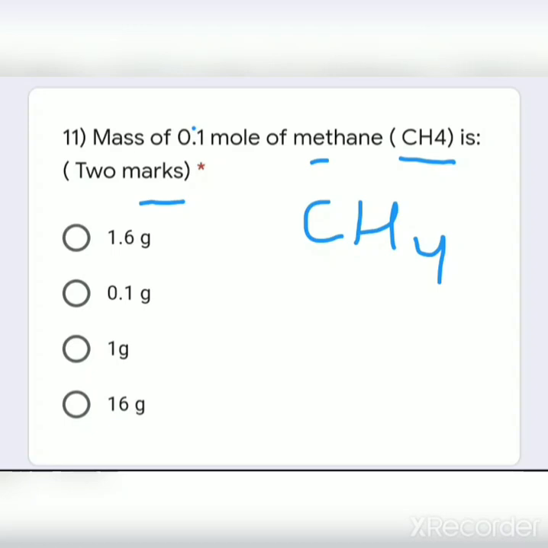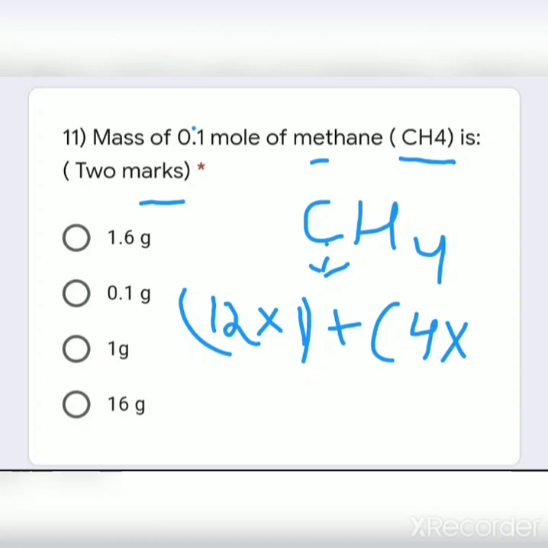What will be the molar mass for methane? How do you find molecular mass? That is the mass of carbon. What is the mass of carbon? 12 is the mass of carbon, into 1, since there is one carbon atom, plus there are 4 hydrogen atoms, therefore 4 into 1, as the atomic mass is 1 for hydrogen. When you solve this, 12 plus 4 is equal to 16. So 16 is the molar mass.